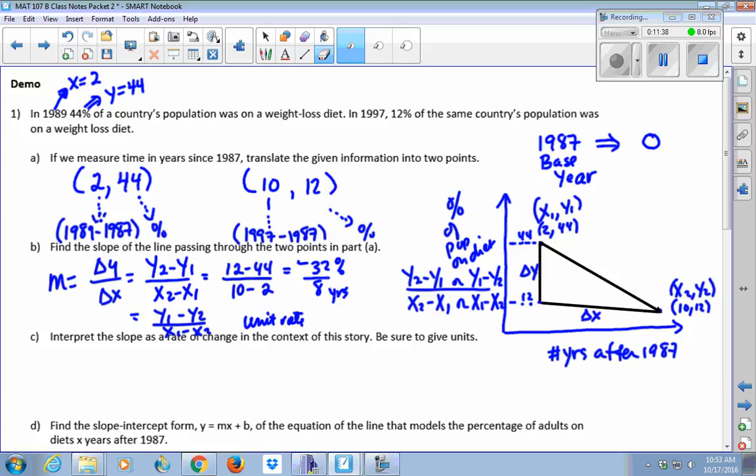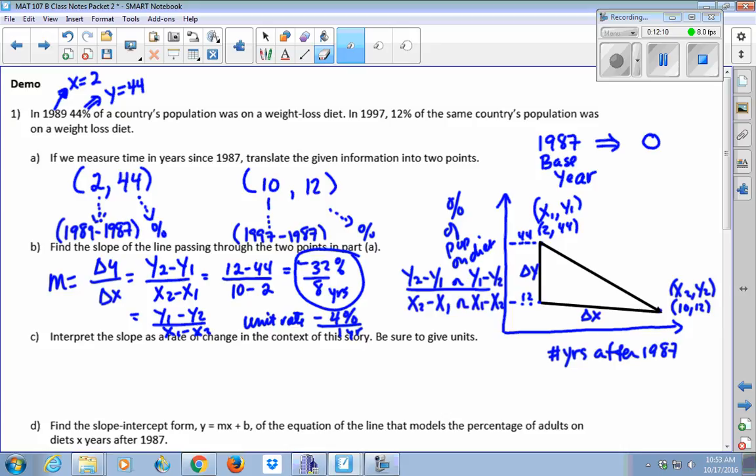It doesn't mean you couldn't discuss what the slope means just as you see it right there with negative 32 divided by 8. But if we reduce that, if we get a 1 on the bottom, that means we divide 32 by 8 and we get negative 4% per 1 year. So usually when we interpret the slope as a rate of change in the context of a story, we often will talk about it as a unit rate. It's not necessary. It's just usually what people do.